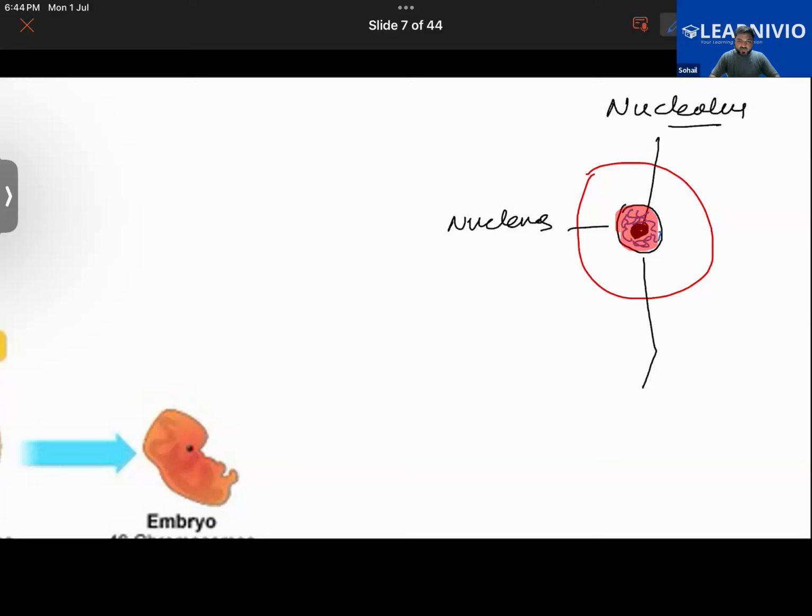Hope it is clear to everyone. Everyone can see what I'm drawing. This thread-like structure, guys, that you see over here, we call them chromosomes. What do we call them? We call them chromosomes.